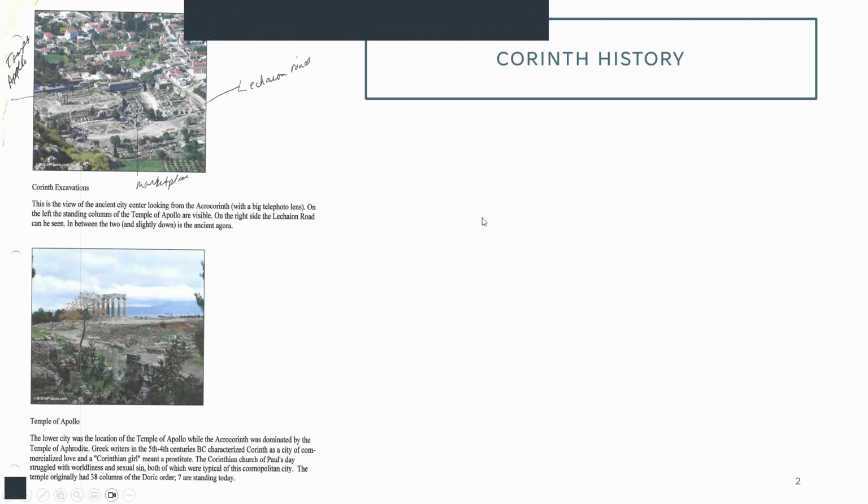That's right there. On the right side of the Lechaion Road, which we'll get into later, can be seen in between the two and slightly down is the ancient Agora. That's the marketplace. This is the Temple of Apollo down here. It was a big place of worship. It dominated the city, and you could see it from everywhere. It had 38 columns and it was just huge.